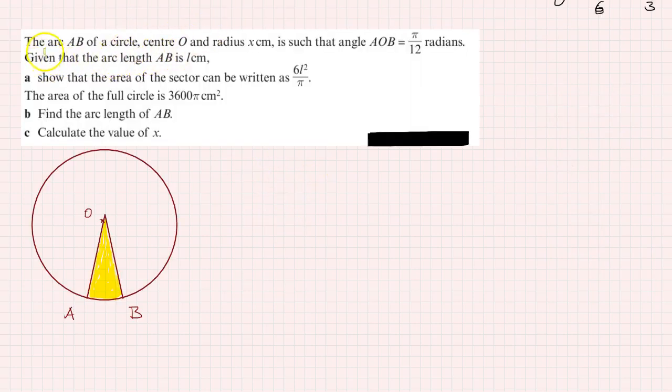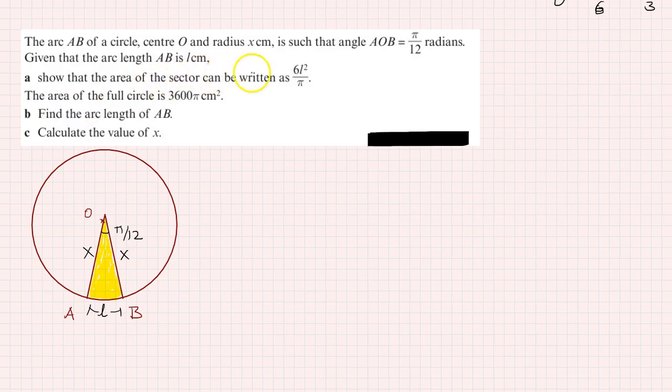Now there is another question. The arc of a circle with center O and radius x. Let's say this is x and this is x, that is the radius of the circle. The angle AOB is pi/12. Given that the arc length AB is L, this length is given as L.